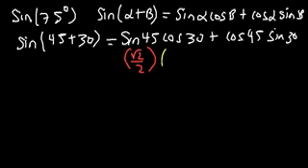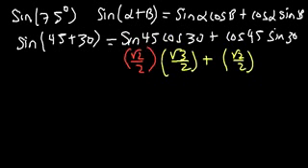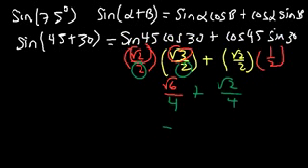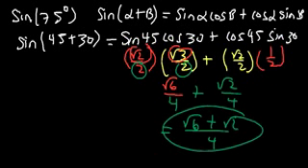Remember, sine is the y value. Cosine 30 is root 3 over 2. Cosine 45 is root 2 over 2. And sine 30 is 1 half. So root 2 times root 3 is root 6, and 2 times 2 is 4. And root 2 times 1 is just root 2, over 4. And then you can combine it as a single fraction. So if you get that Casio FX-115ES, the silver calculator, it'll give you this exact answer.